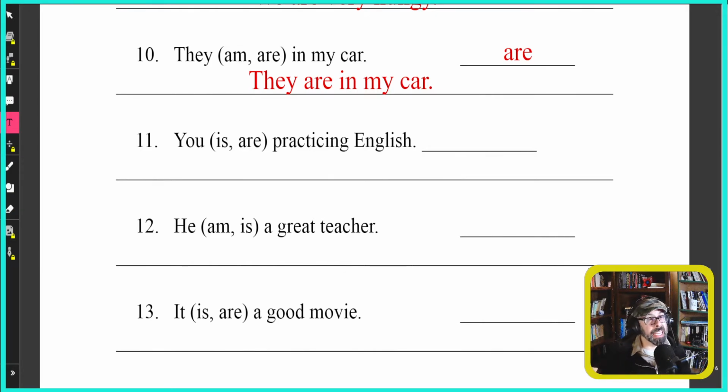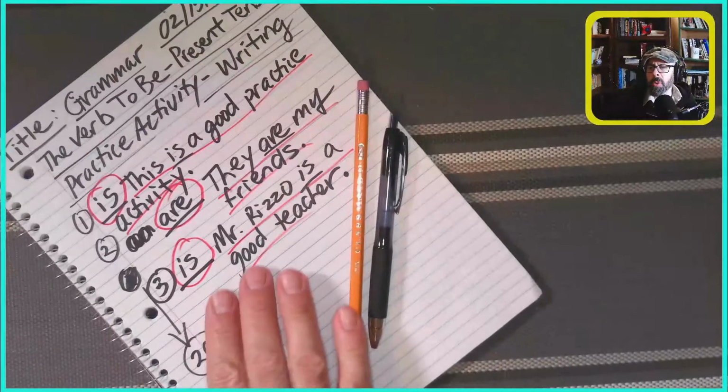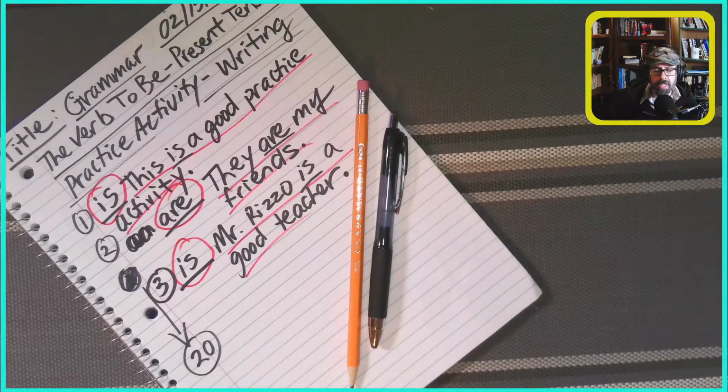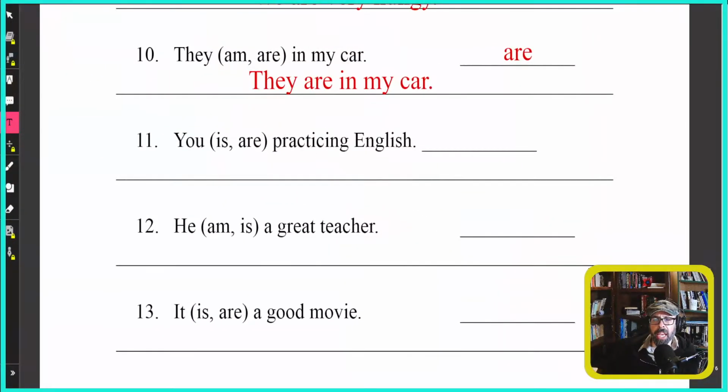Yes. Okay, so 11. You is or you are practicing English. Is or are. Write your answer for number 11 in your notebook. You is or you are practicing English.